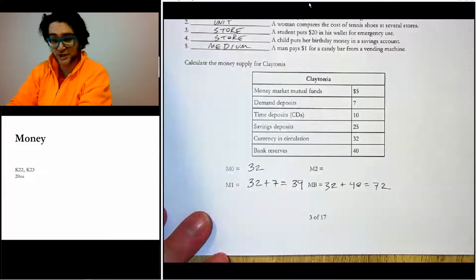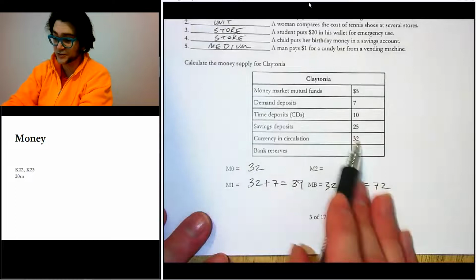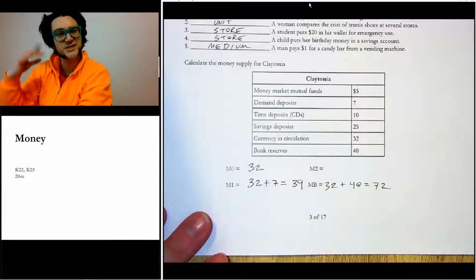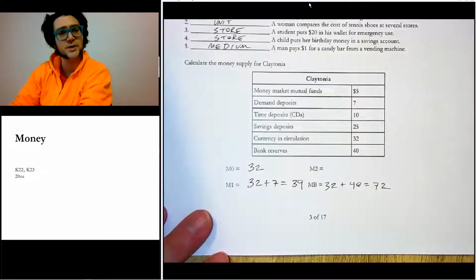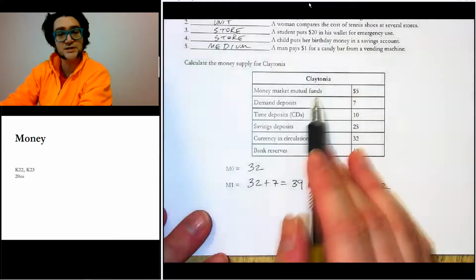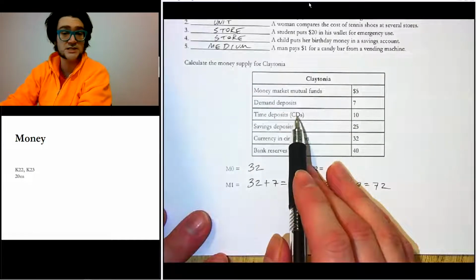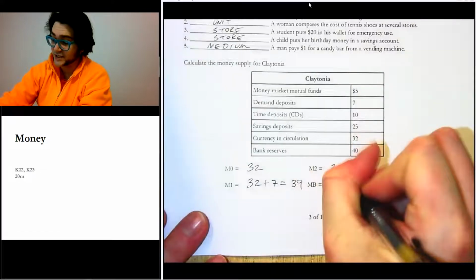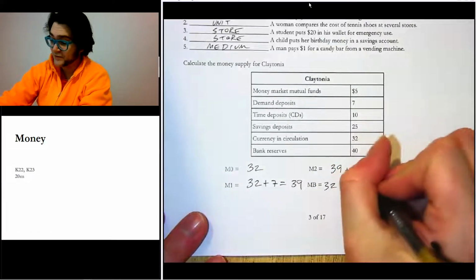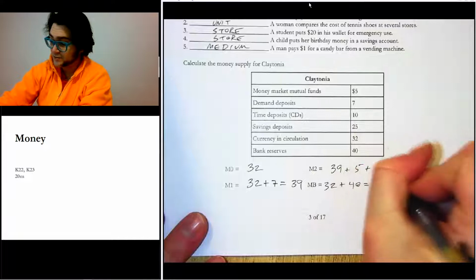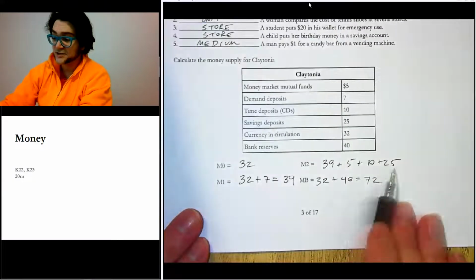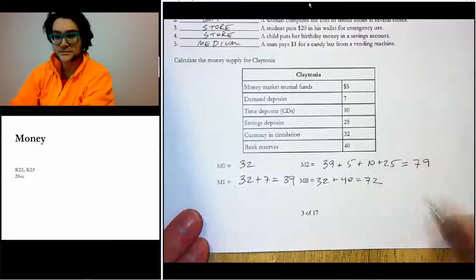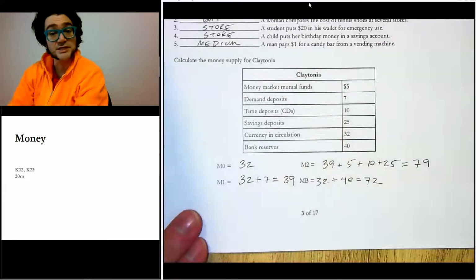M2 is the largest measure of money. It's currency, which is 32, plus those bank deposits, the demand deposits of 7, plus all the little savings accounts that we talk about. So money market mutual funds, time deposits, which are sometimes called CDs, and savings accounts. If you don't mind, I'm just going to use this 39 that we've already calculated, and then add 5 plus 10 plus 25, and that's 30, that's 40, so that's 79. And so that's calculating the money supply for Claytonia.